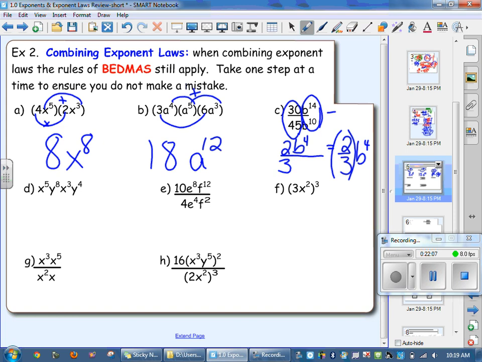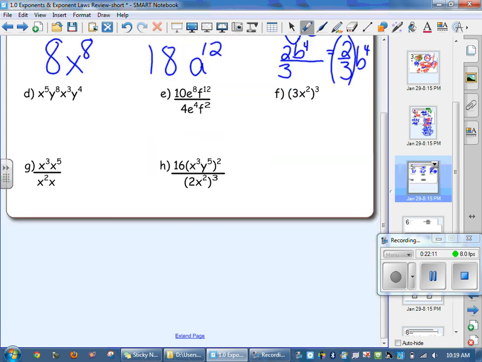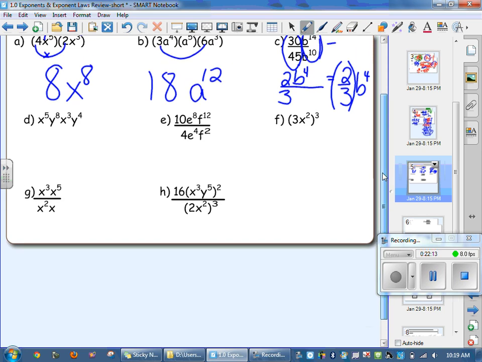Letter D, I've got same bases. I don't even see any multiply signs in there, but because they're sitting side by side, I know it means multiply. So now I'm going to add my exponents on my x's and add my exponents on my y's. I'm going to get x exponent 8, y exponent 12, and I can't go any further.